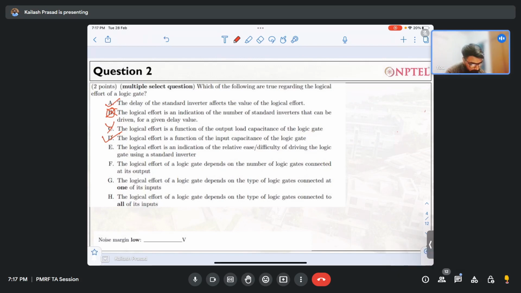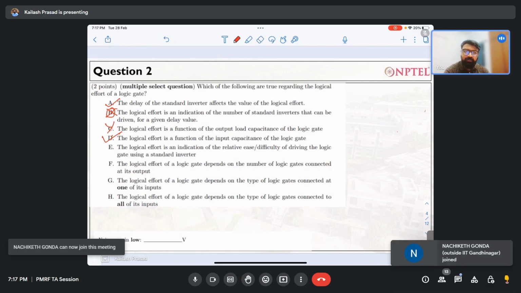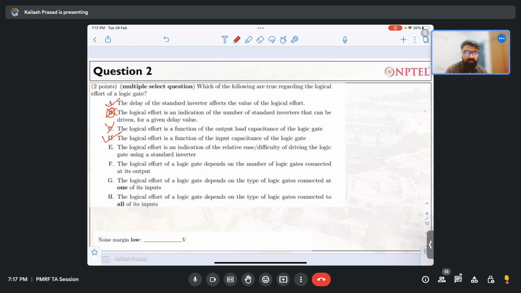Okay, now moving to E, the logical effort is an indication of the relative ease or difficulty of driving a logic gate using a standard inverter. So the thing is, whenever you calculate logical effort, you normalize with the inverter, right? So actually what you are trying to say is, as compared to an inverter, how good your gate is in driving a particular load. So whoever has said E, that's also a correct option.